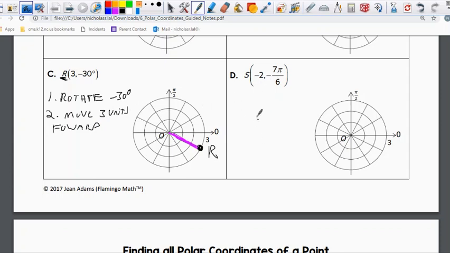All right. Problem D is point S. We're going to move -7 pi over 6. So -7 pi over 6 is going to be right here.